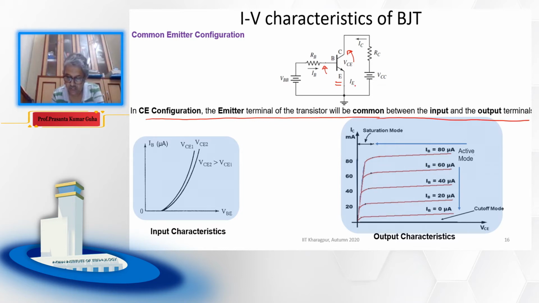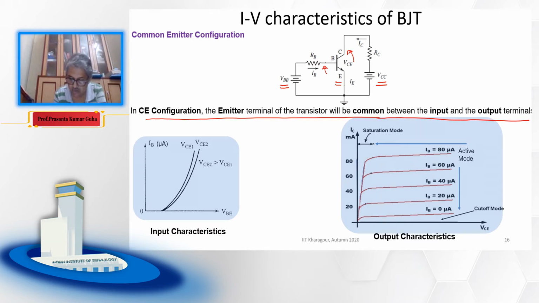Now if you look carefully, there are two voltage sources. One is VBB, to forward bias this base emitter junction, and one is VCC, which will ensure reverse bias of this BC junction. There are resistors RB and RC, which will basically control the amount of current flowing through this device. So there will be a voltage drop across RB and RC, and the rest of the voltage will be across these junctions.